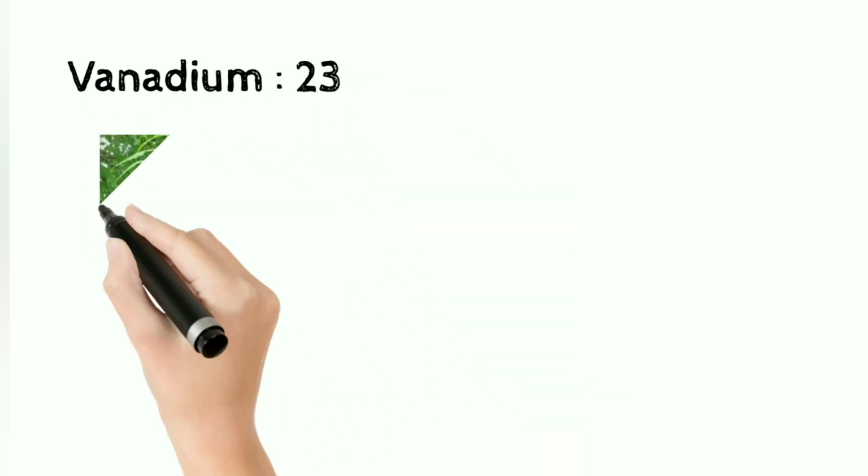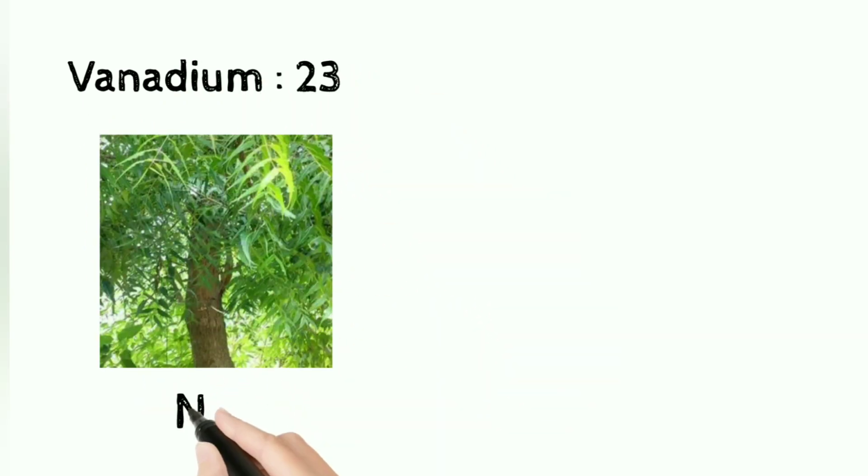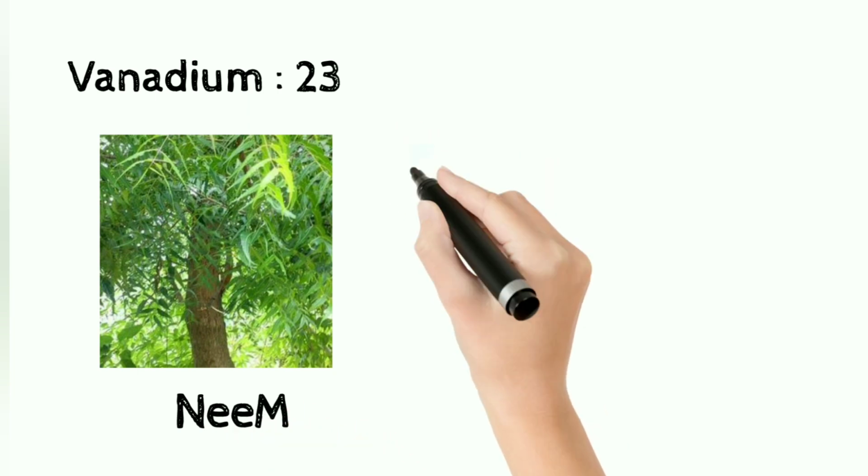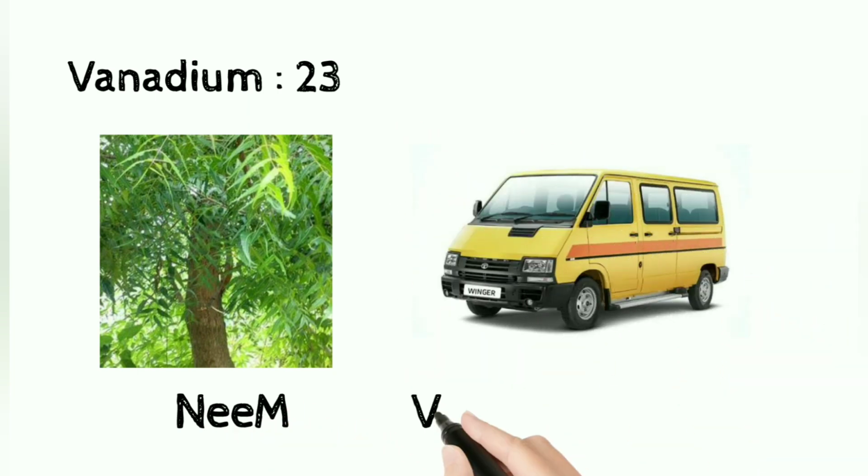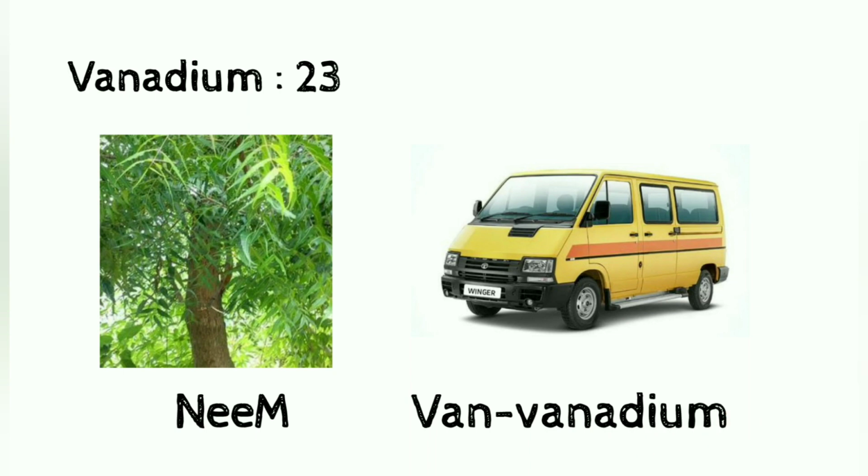Vanadium with atomic number 23. Here the peg word is neem, and the mnemonic for the element vanadium is van. Now imagine the story like a van is standing in the same place for more than 1000 years, and due to the formation of soil above it, a neem tree started growing above the van. The story is simple. A van is standing in the same place and a tree started growing above it. So from this whole picture with the words neem and van, you can easily come up with the element vanadium.